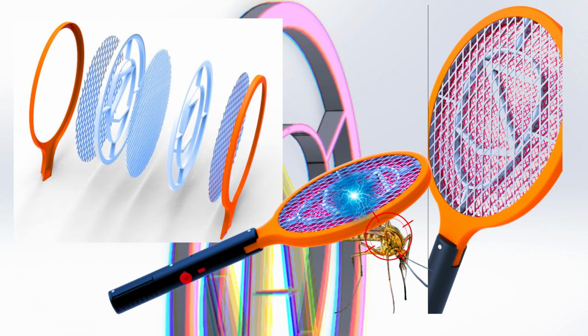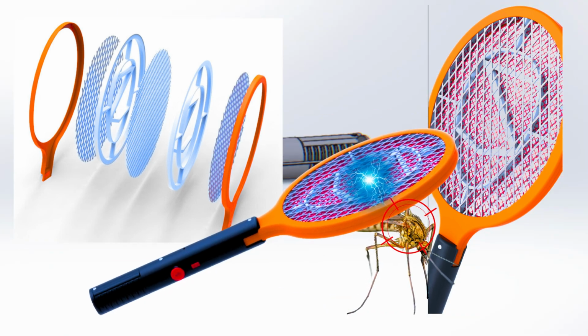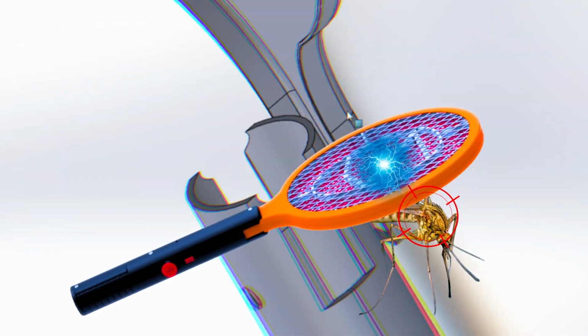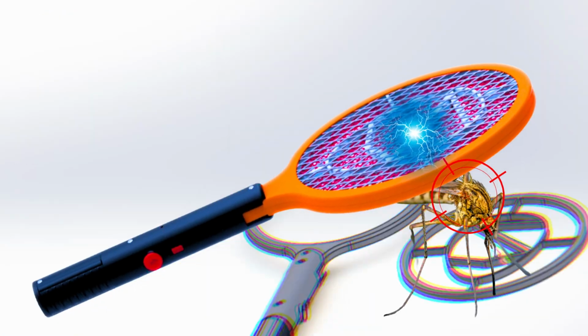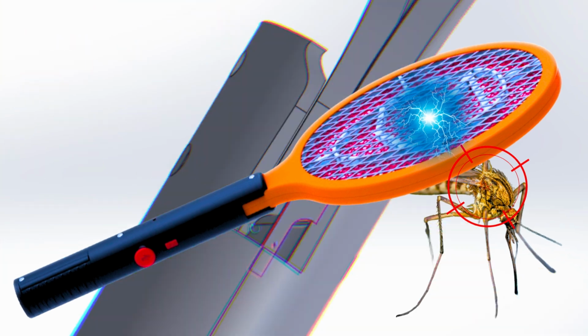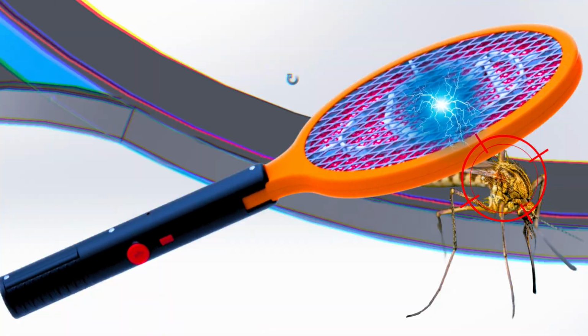Concerning the aesthetics of the zapping grid, it is integrated into the frame in a way that maintains the device's sleek appearance while ensuring structural durability. Despite its multiple layers, the grid is designed to be lightweight, ensuring ease of use and portability.